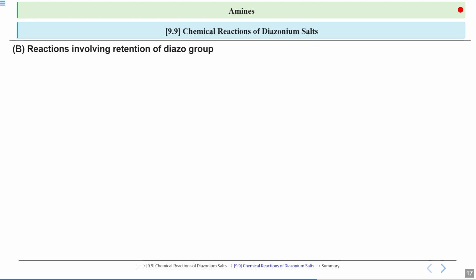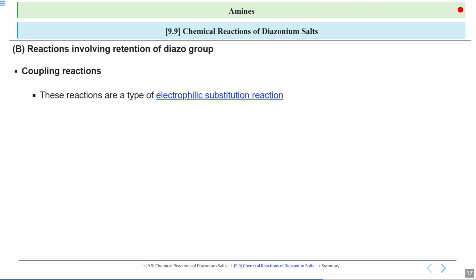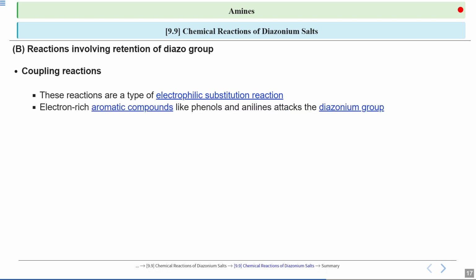Now we are going to see another category, which is reactions involving retention of the diazo group. First, we are going to talk about the coupling reaction. This is a very special kind of reaction where two molecules join together. In a coupling reaction, the main process is electrophilic substitution. This means an electron-rich molecule like an aromatic ring reacts with an electrophile. Here the diazonium ion acts as an electrophile, and the aromatic compounds provide the electrons.